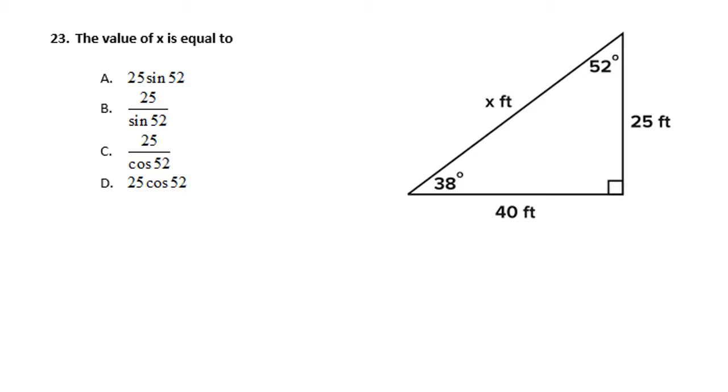The value of x is equal to A, 25 times the sine of 52, B, 25 divided by the sine of 52, C, 25 divided by the cosine of 52, or D, 25 times the cosine of 52.